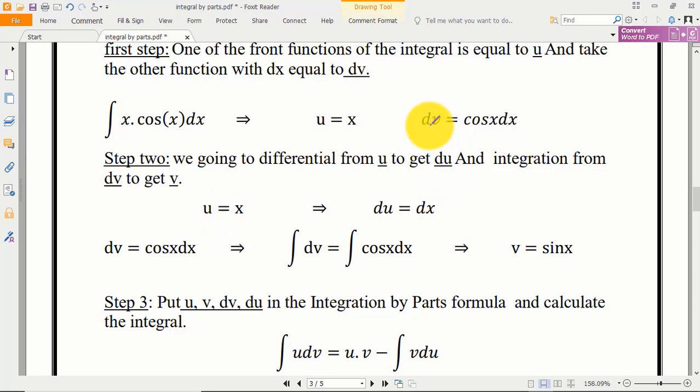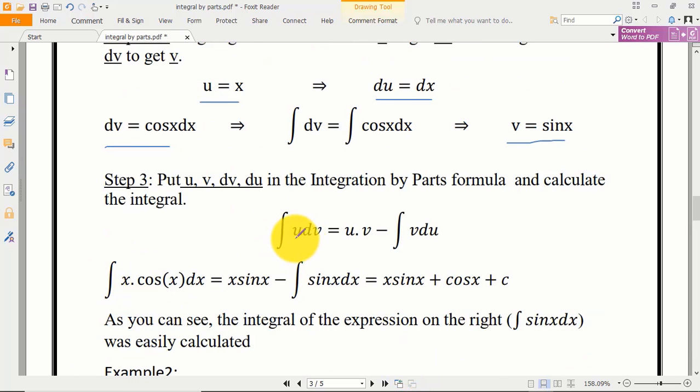We find du by differentiating u, and we integrate dv to find v. Here you see the integral of dv is v, and the integral of cosine x dx is equal to sine x. Alright, we have u, du, dv, and finally v. In the next part, I only have to put them in the formula so I can evaluate the right-hand side integral.